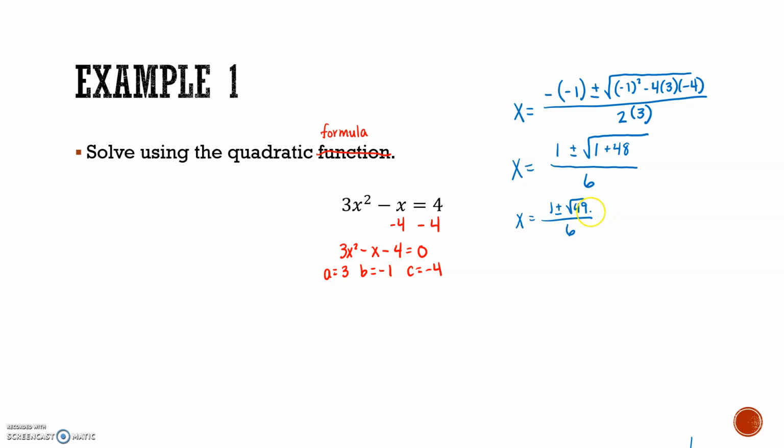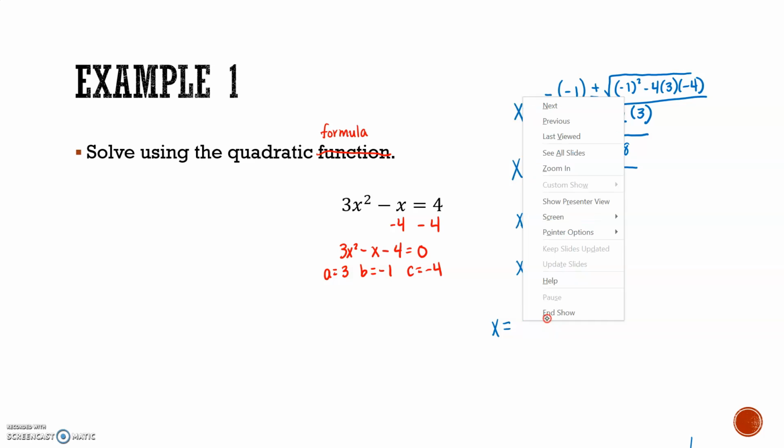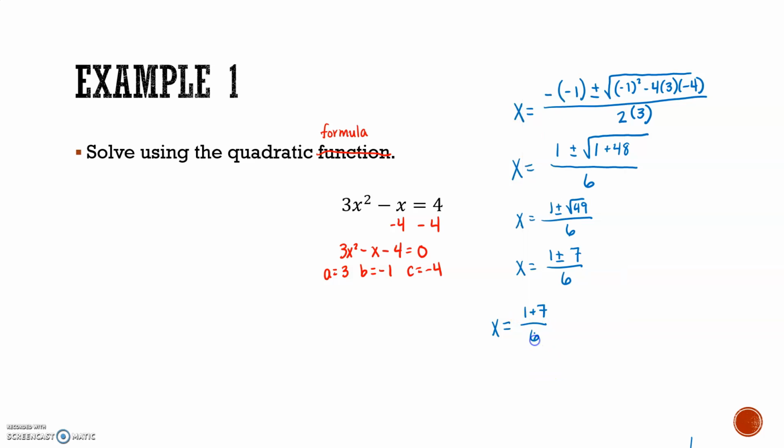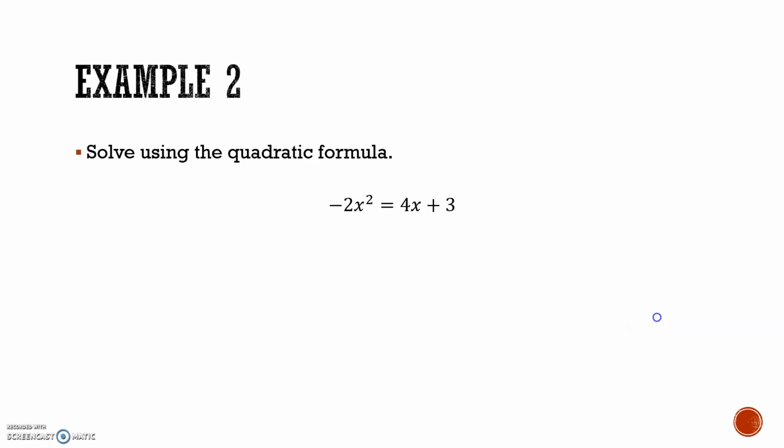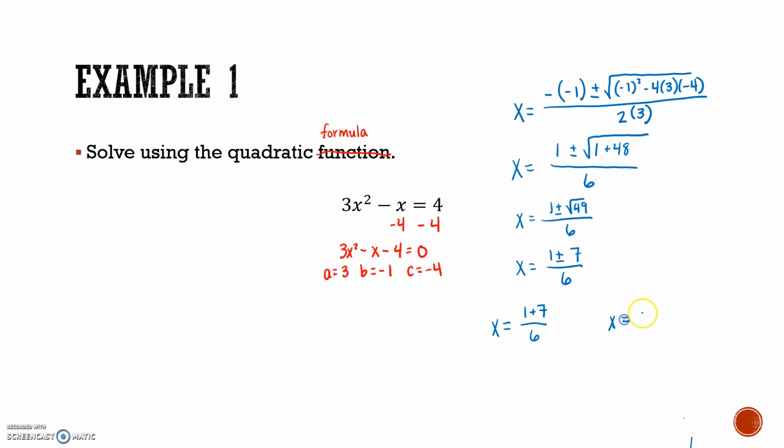And then I know that the square root of 49 is 7. So I'd get x equals 1 plus or minus, square root is gone, plus or minus 7 over 6. Now, this is not our final answer, but when the square root gives us a positive whole number, like 7, not an i, it doesn't have a simplified radical, I'm going to write this 2 times. I'm going to write it as x equals 1 plus 7 over 6. And I'm going to write it as x equals 1 minus 7 over 6.